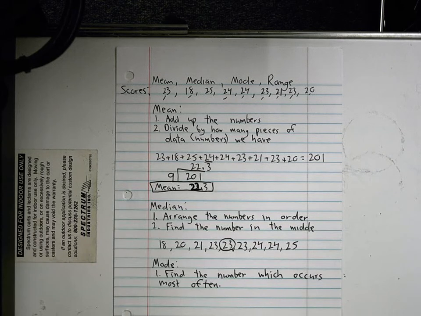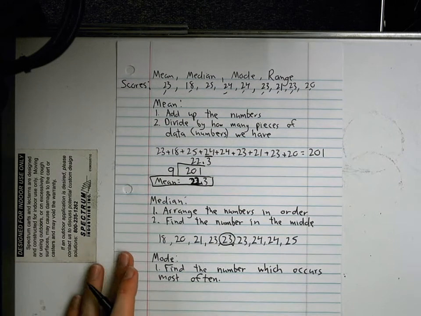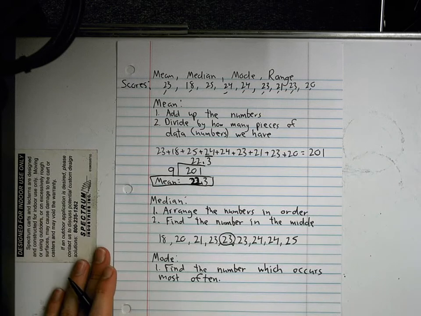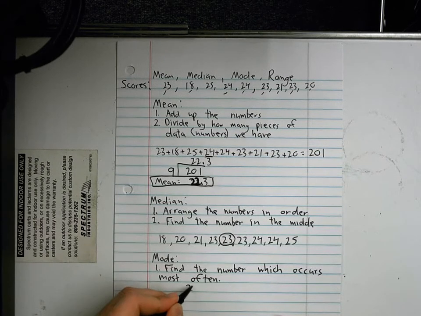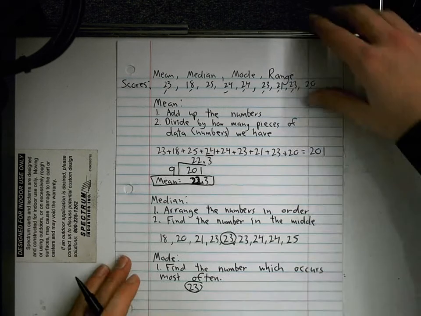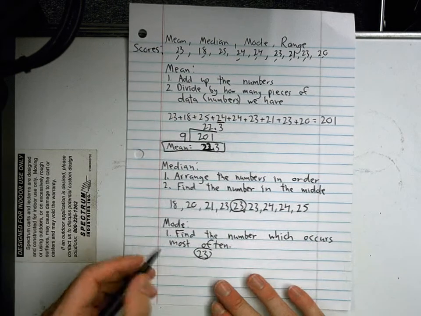But mode, most. Okay. So in this case, let's look at these numbers up here. We can even look at them down here because we rewrote them. Which one appears the most? Like which one occurs the most amount of times? So what score came up the most? 23. Yes, 23. Okay. And then the last one is the range.